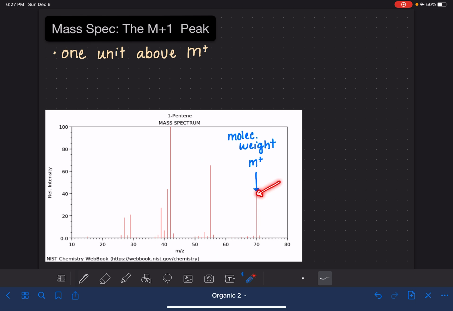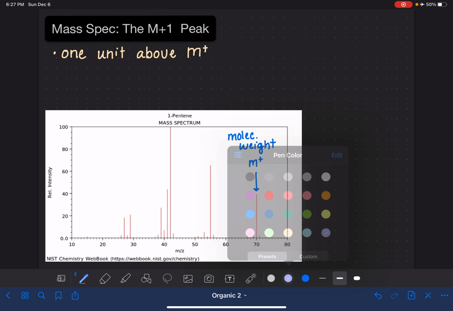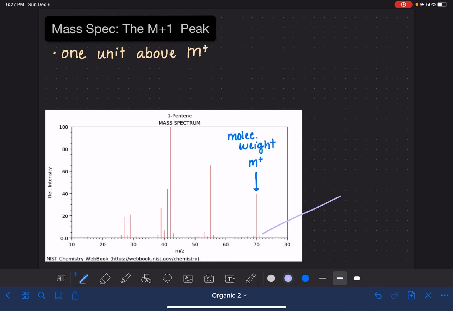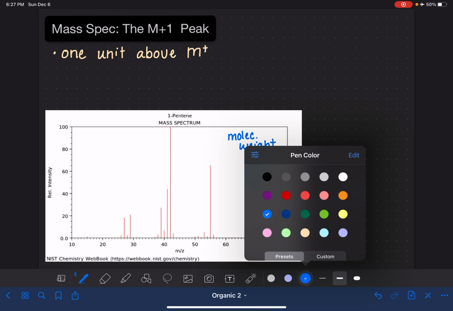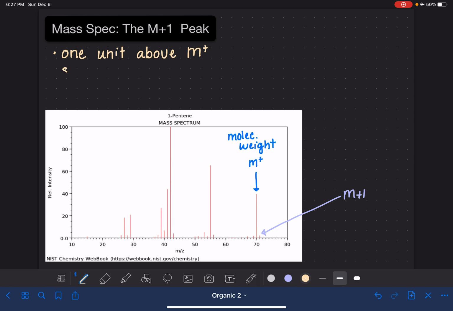So if this peak represents the whole entire molecule making it through the mass spec, then what's going on with this little peak down here at 71, the peak that is 1 unit above the M+ peak? This is the peak that we label the M+1 peak because it is 1 unit above the M+ peak. It is a very small peak. Sometimes it's not even there at all, so it's either small or non-existent.